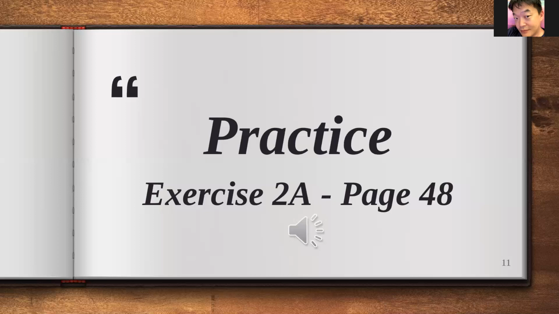Number four, Marcia has a sprained ankle. She has to get a pair of crutches. She has to, because it's third person singular, so you use has to. So she has to get a pair of crutches.